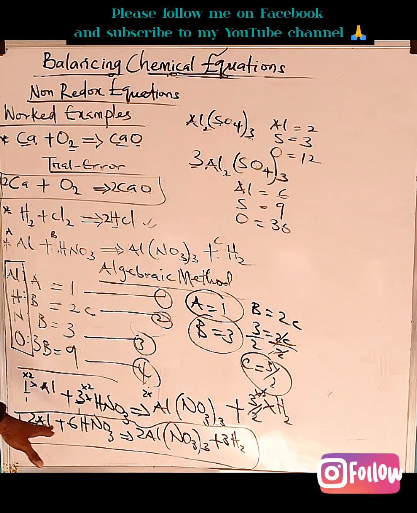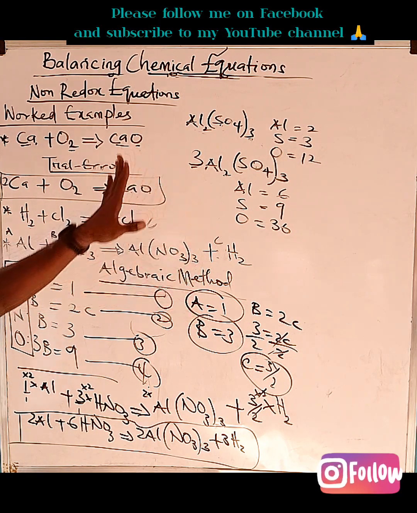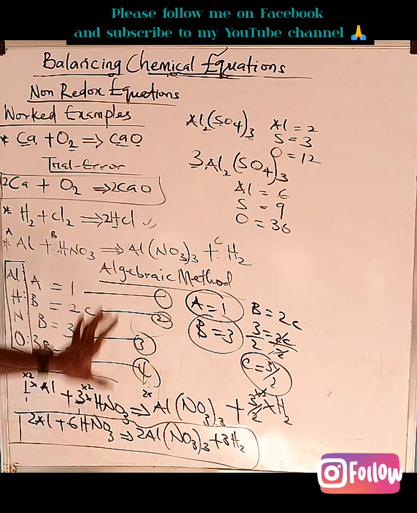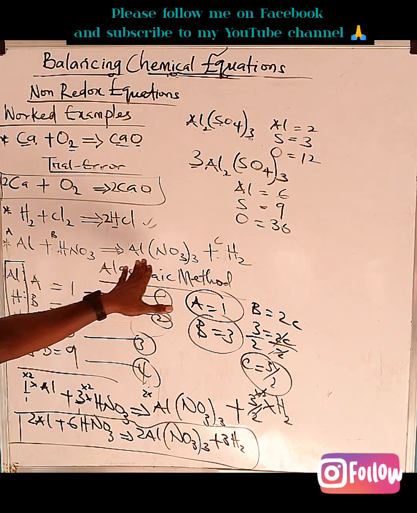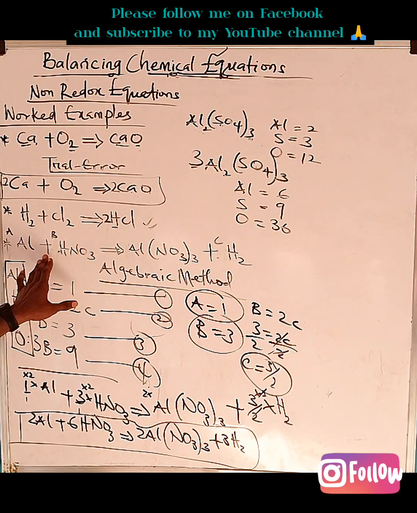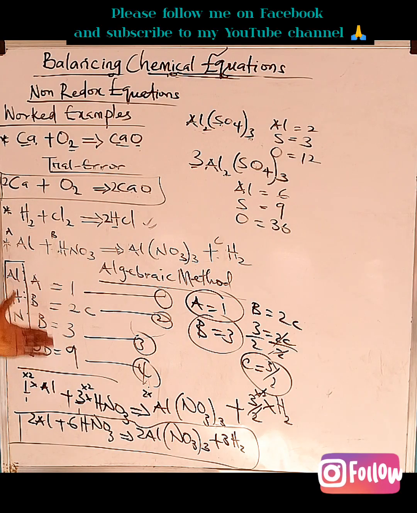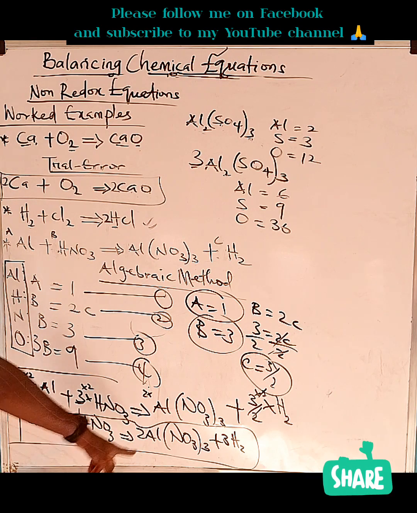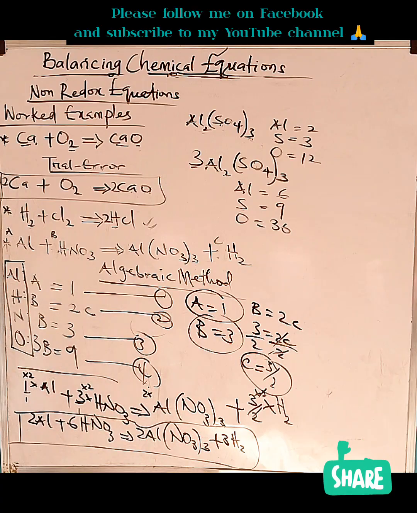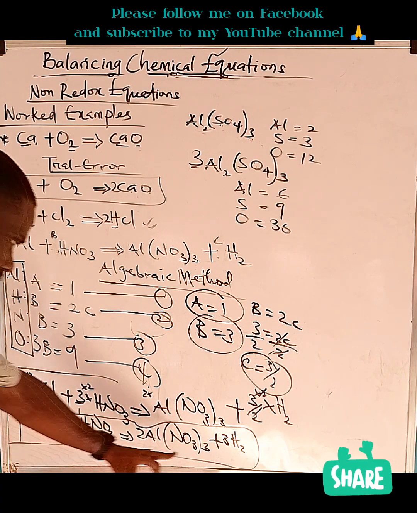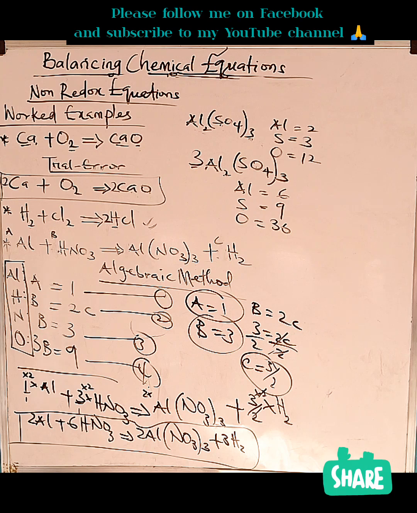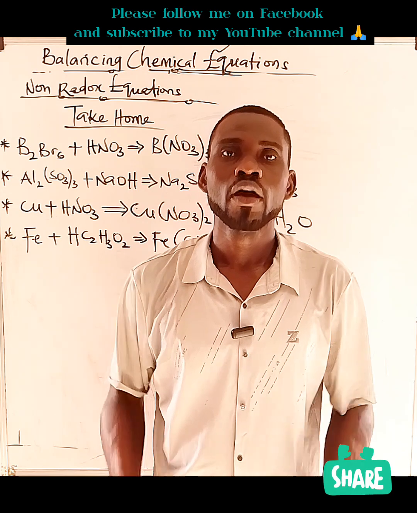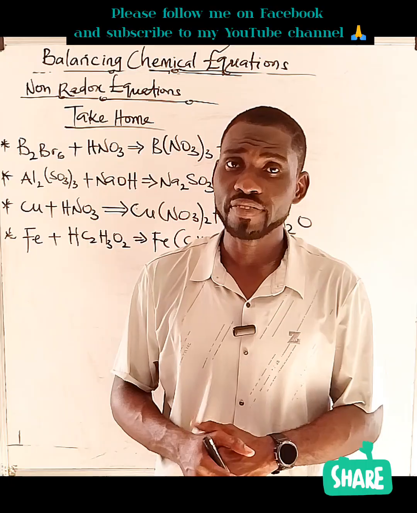So there's an algebraic method for you. It's very simple. Fill up the whole place with imaginary coefficients. Decide to leave one of them. You can decide to leave one of the products or one of the reactants. Once you do that, state the number of atoms of each element on both reactant and product sides. Once you're done, solve it. As you can see, it's the same result we got here: 2 aluminium, 6 hydrogen, 6 nitrogen, 18 oxygen. As simple as that.